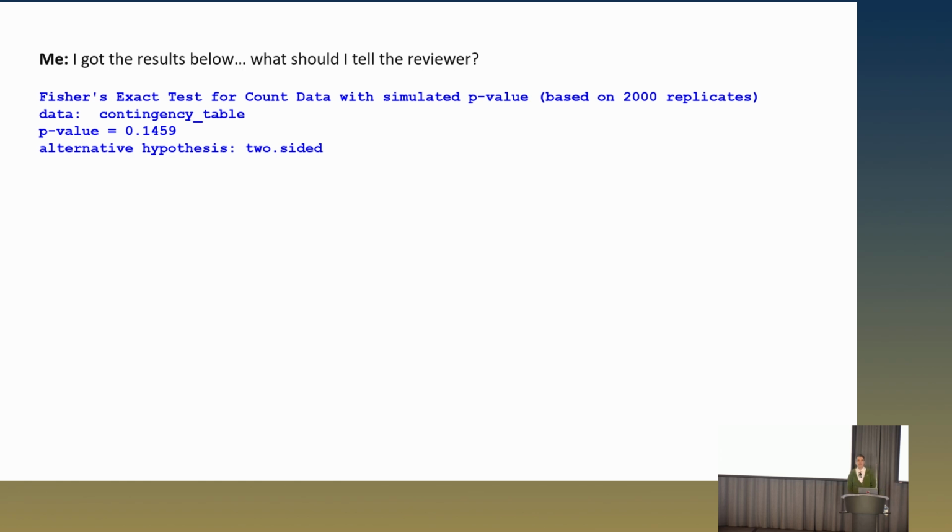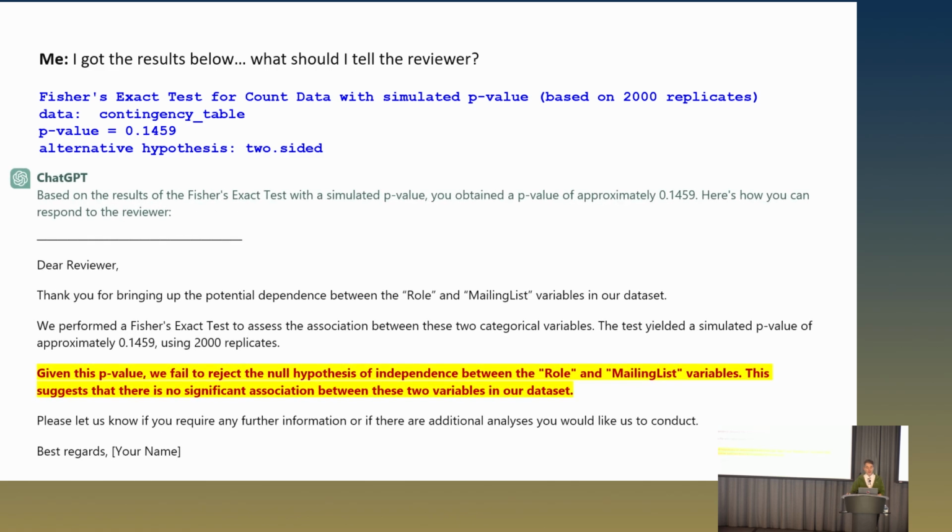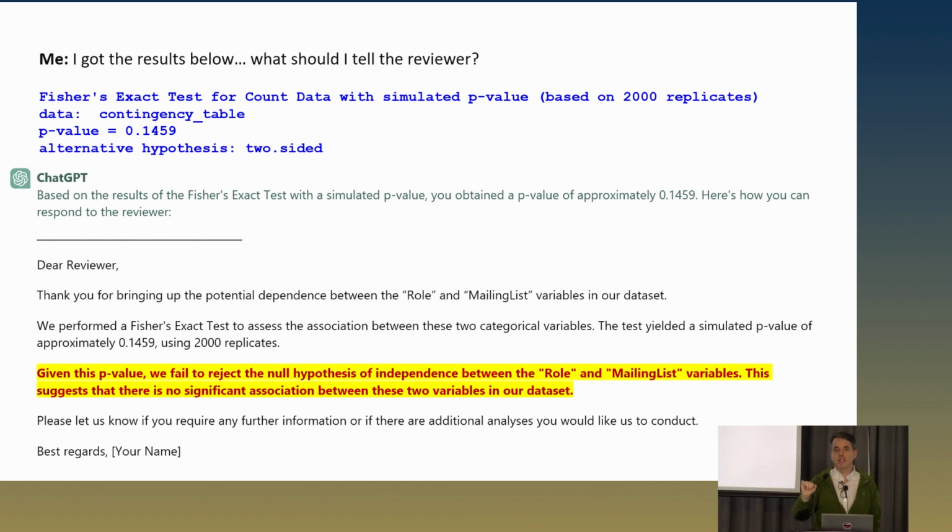The reviewer who says there's terrible threats to validity because these things are correlated, I can come back and say, no. So as a little joke, I said, hey, based on the results of the Fisher's exact test, can you tell me what to say to the reviewer? That's on the top. And ChatGPT wrote me this, again, I would edit it, incredibly polite and well-spoken answer, even starting, dear reviewer, given this p-value, we failed to reject the null hypothesis between the role and mailing list variables. This suggests that there's no significant association between values in our data set.